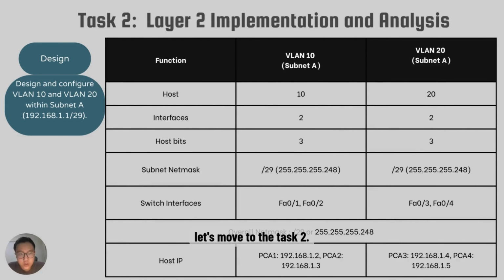Now, let's move to task two. This task will focus on the layer 2 implementation. We will implement VLANs for a subnet. In subnet A, we split the network further using VLAN 10 and VLAN 20. Each VLAN has two PCs assigned. This setup will help us test intra-VLAN and inter-VLAN communication. VLANs are mapped to sub-interfaces on router A using 802.1Q encapsulation. As you can see here in the slide, here's the design of the VLANs for subnet A.